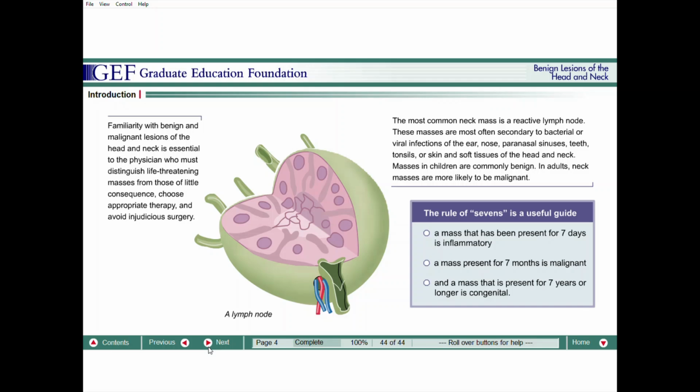The most common neck mass is a reactive lymph node. These masses are most often secondary to bacterial or viral infections of the ear, nose, paranasal sinuses, teeth, tonsils, or skin and soft tissues of the head and neck. Masses in children are commonly benign. In adults, neck masses are more likely to be malignant.